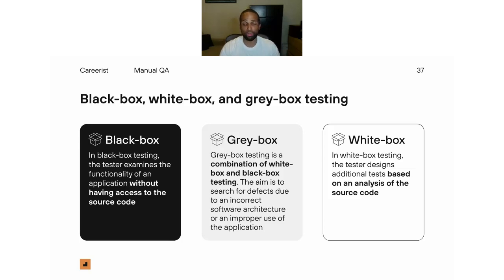So now let's talk about some subtypes of software testing. We have black box, white box, and gray box testing. First, let's talk about black box testing. In black box testing, the tester examines the functionality of an application without having access to the source code. As manual testers, this is what we do.